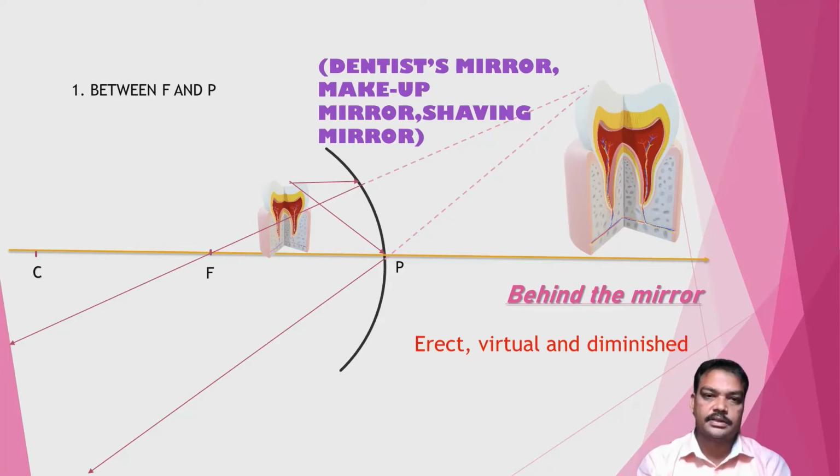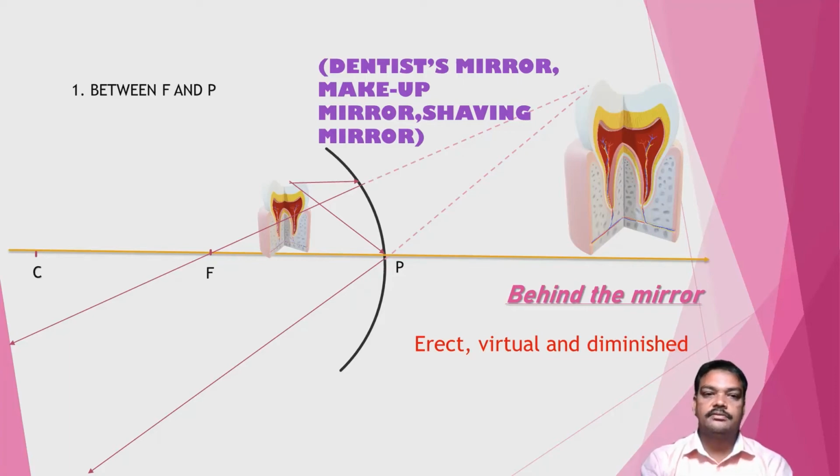used in the formation of the image. One is the light ray parallel to the principal axis. Another one, the light ray striking at the pole. Reflected light rays from the concave mirror are not converging. They are diverging in nature.